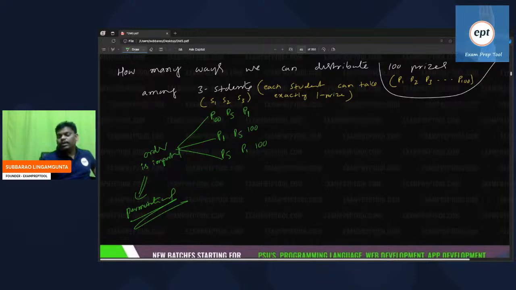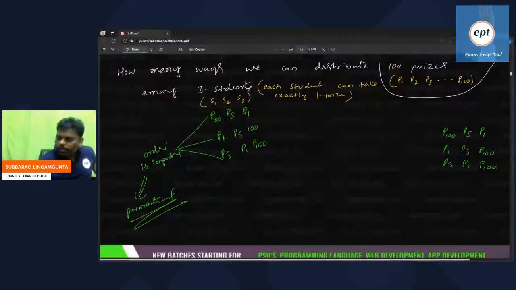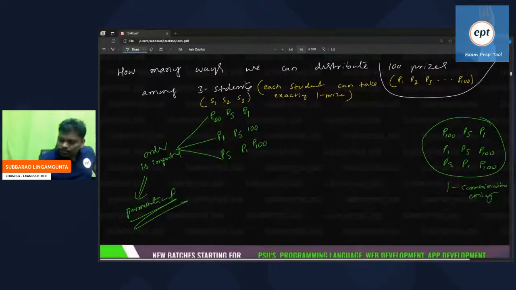Right? For the S1, are you giving P1? So remember P100, P5, P1. Next one P5, P1, and P100. Remember these three are one combination only. But remember these are three permutations. Permutations means order is important.